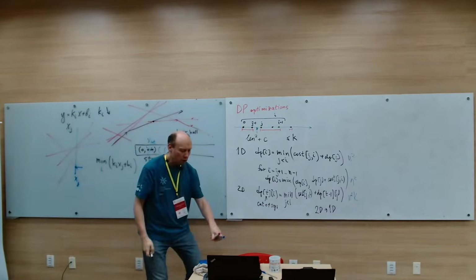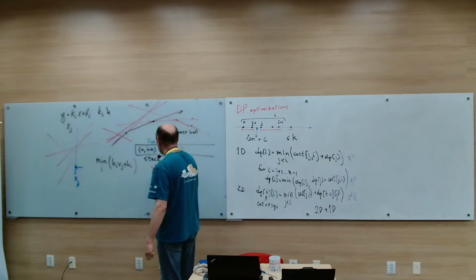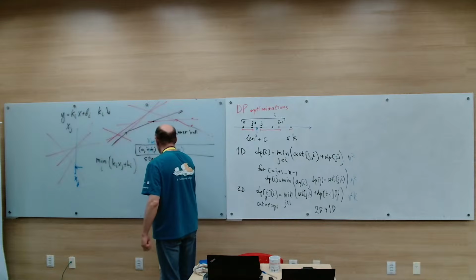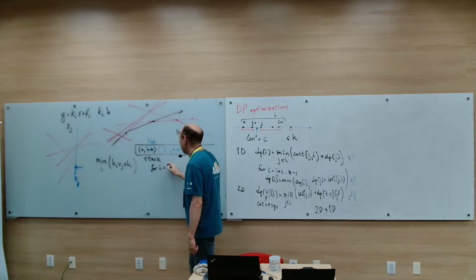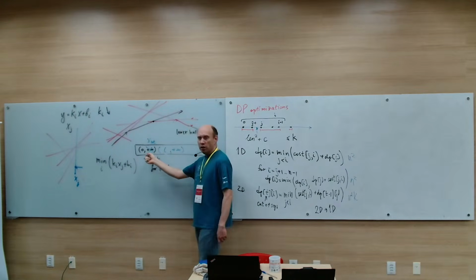So the code looks approximately like this. We consider lines one by one, starting from the first one, the zeroth one is the initialization.